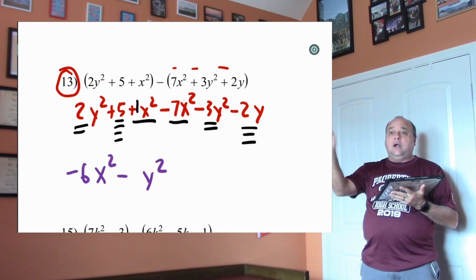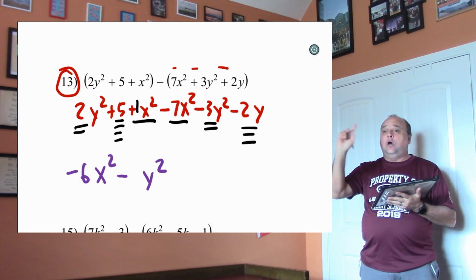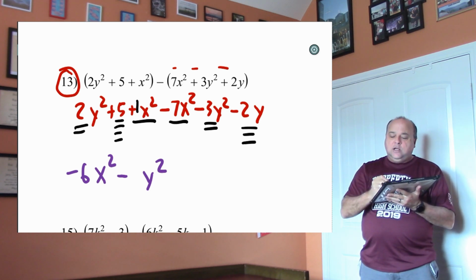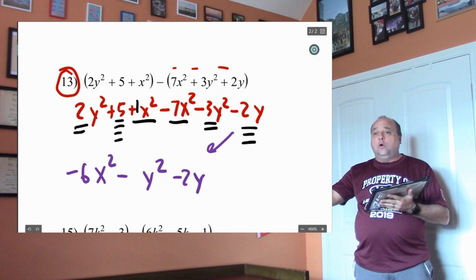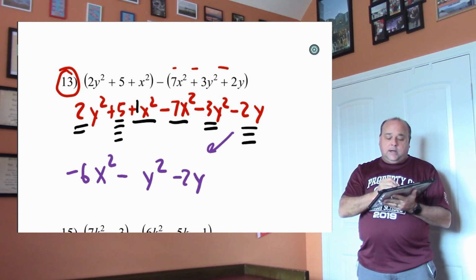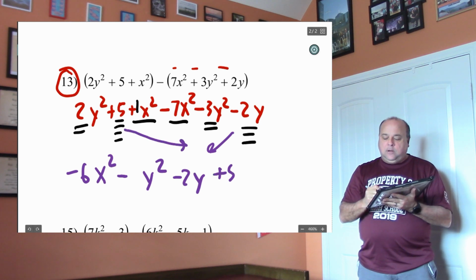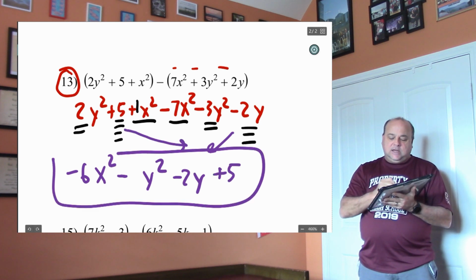Then my triple underline, is there any other y's? There's only one triple underline, right? So the negative 2y just drops. And do I have any more quadruple underlines? I only got one. The plus 5 will drop. So this right here is the answer.